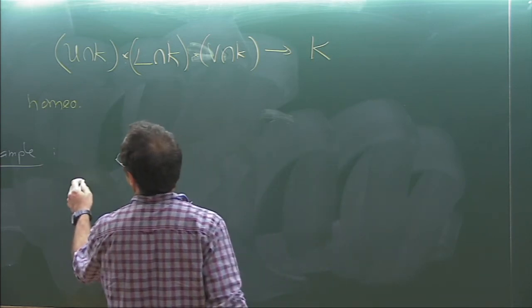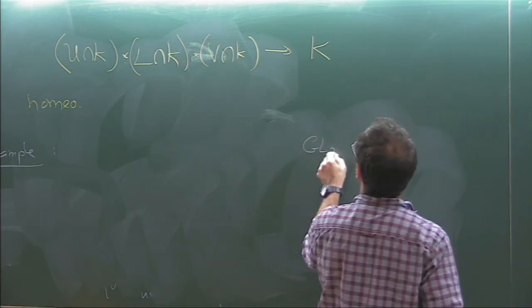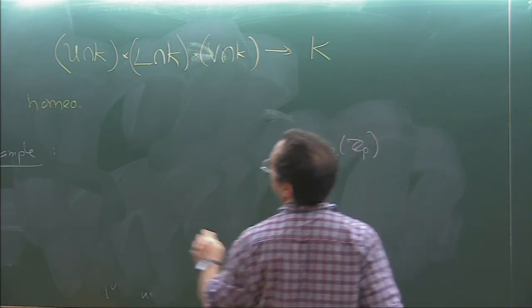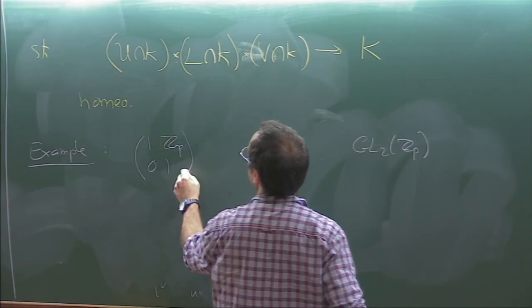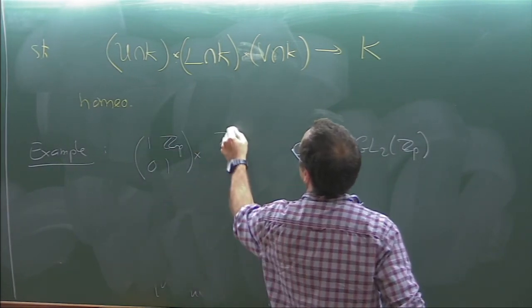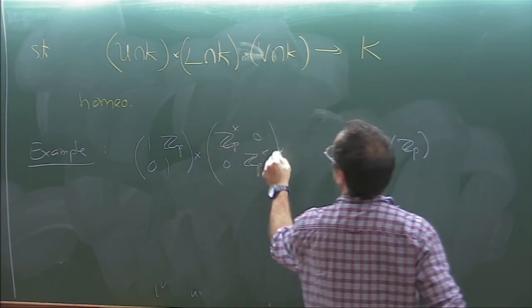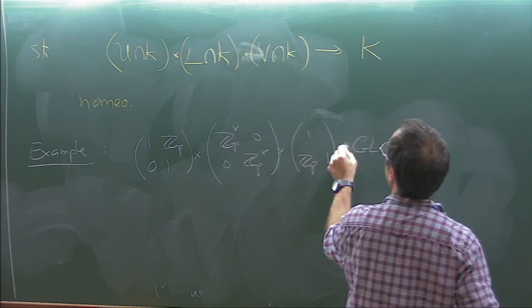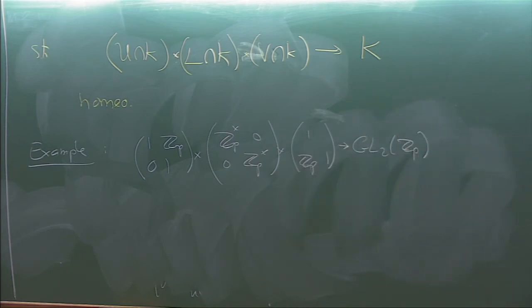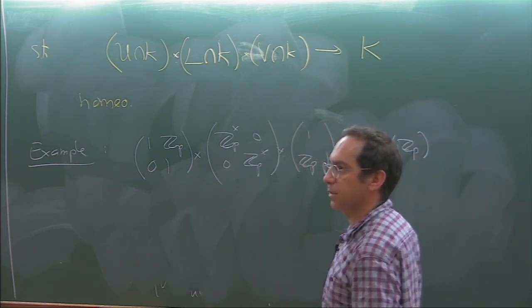So if the group is GL2(Z_p), and you look at the groups {(1, Z_p), (0, 1)} cross {(Z_p*, 0), (0, Z_p*)} cross {(1, 0), (Z_p, 1)}, you map it by the product. These are all closed subgroups, and this is an open embedding.